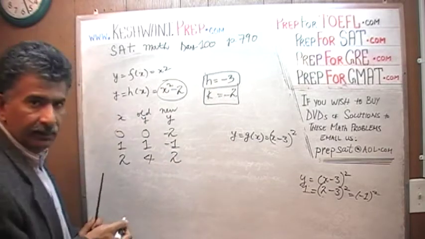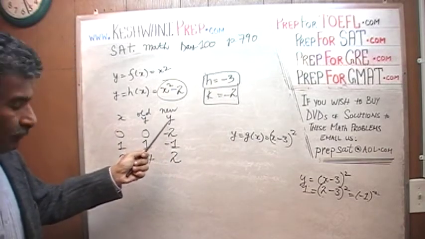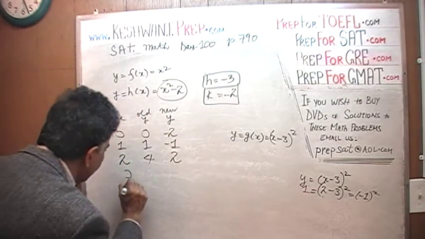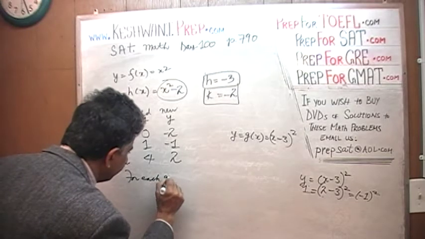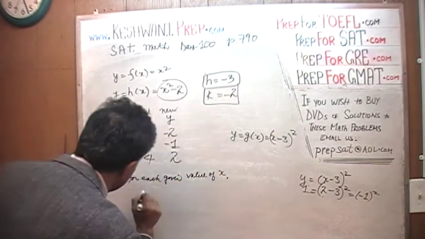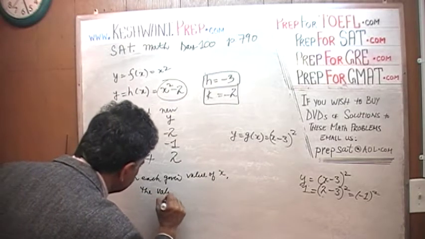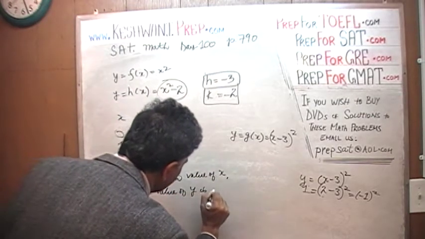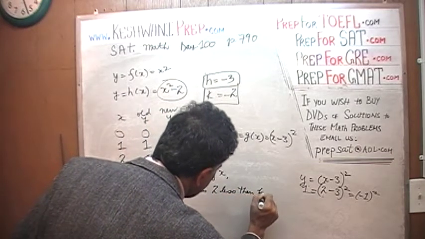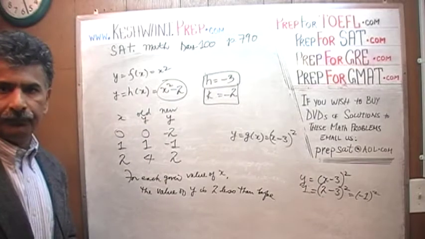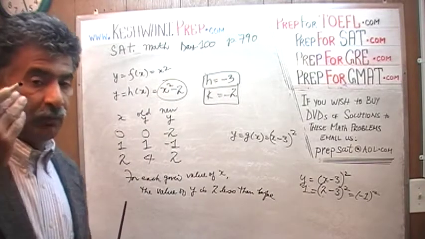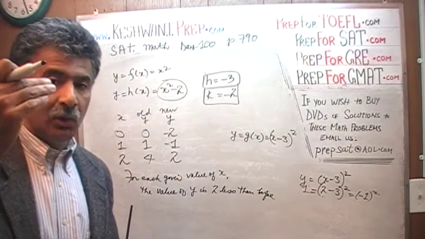As you can see, for each given value of x, the value of y is 2 less. It is 2 less than before. It's the same relationship between x and y, except y is just 2 less than before for each point. For any point that you take, y is 2 less than before.